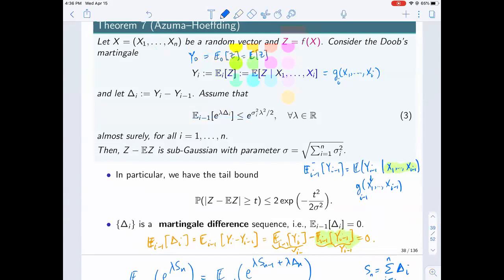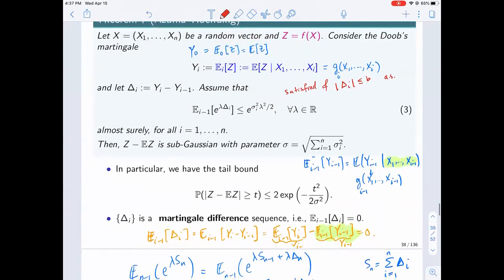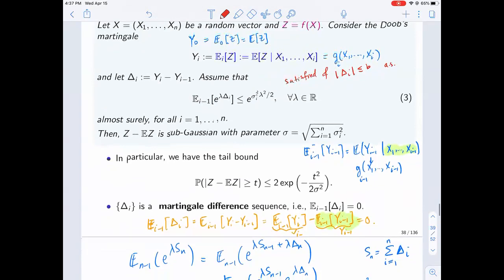So, satisfied if delta I is bounded, let's say, almost surely. Okay, or it could be in an interval. You can verify for yourself. This is the easiest way.